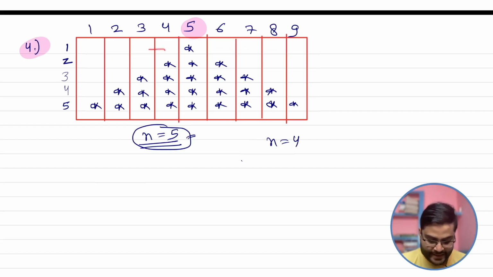The number of spaces on the left of the star and the number of spaces on the right of the star in each line will be equal. In the first line, the number of spaces is 4 on the left and on the right. In the second line, 3 on the left and 3 on the right. In the third line, 2 and 2. In the fourth line, 1 on the left and 1 on the right. And in the last line, there is no space.